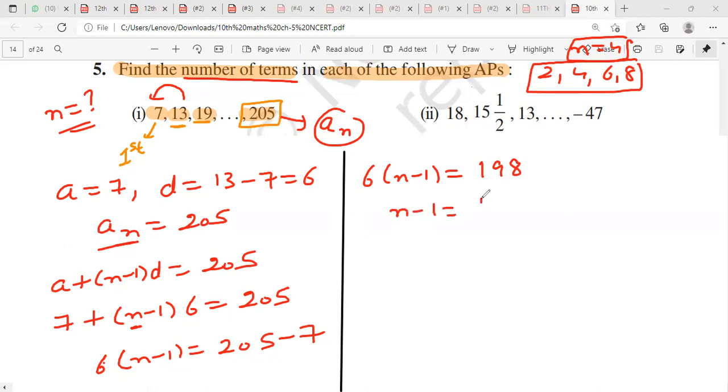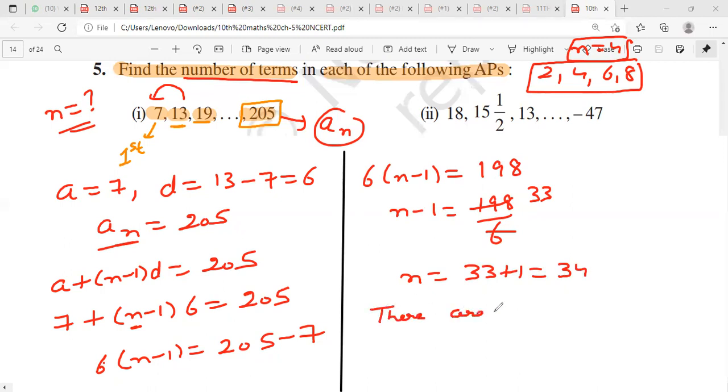So n minus 1 is equal to 198 divided by 6. 6 3s are 18 and 6 3s are 18. So n is equal to 33 plus 1, that is 34. It means there are total 34 terms in the given AP. तो इस AP में टोटल कितनी टर्म्स होंगी? 34. This is the solution of the first part. Let's move to the next part.